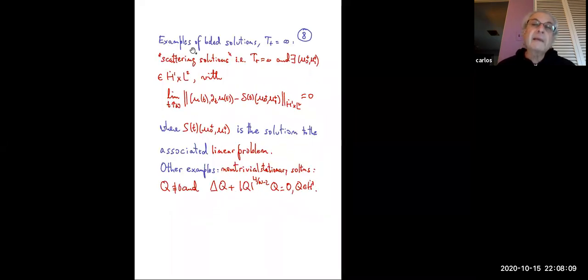So let me give some examples of bounded solutions where the final time is infinite. The first example are scattering solutions. A scattering solution is a solution such that when you subtract a linear solution with some other initial data, as time goes to plus infinity, the difference goes to 0. So that means that the dynamics of this nonlinear solution equals the dynamics of this linear solution. And that's what we mean by scattering.